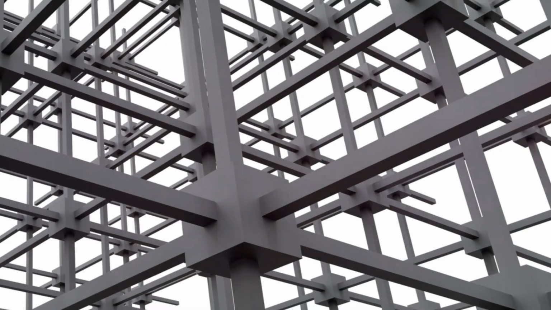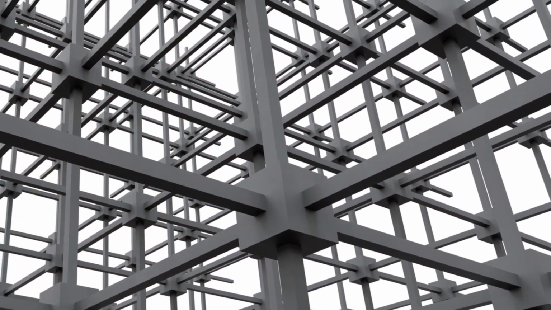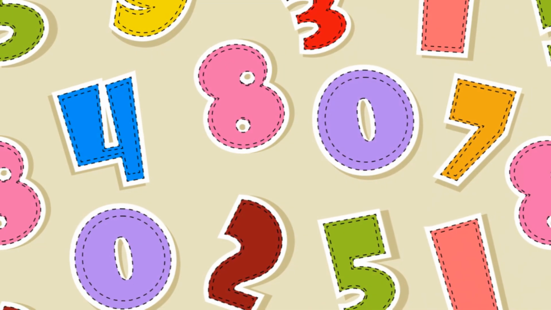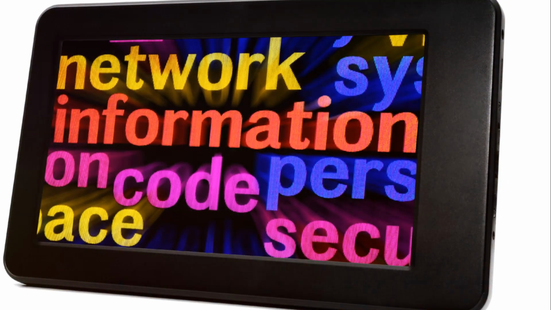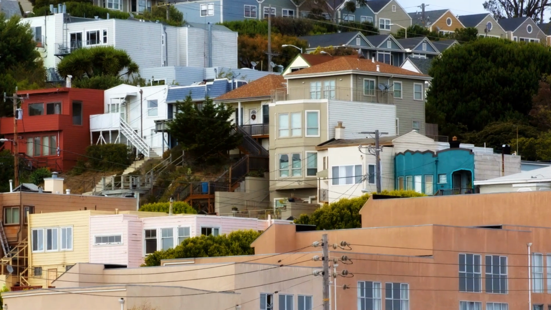The answer lies in its numerical system. IPv4 uses a 32-bit numerical system. That's a lot of numbers, right? But this is what allows for a vast number of unique addresses. To put it in perspective, imagine a city with millions of houses, and each house has a unique address. That's what IPv4 is doing on the Internet.